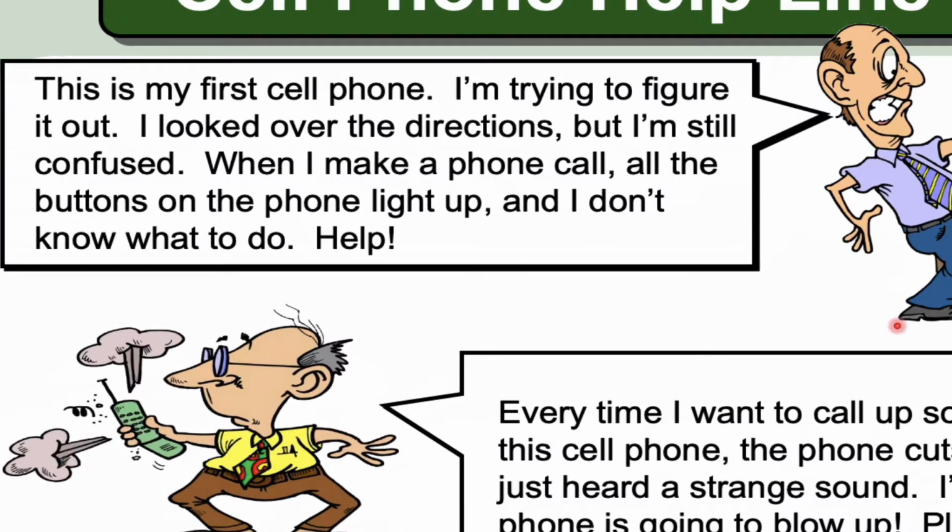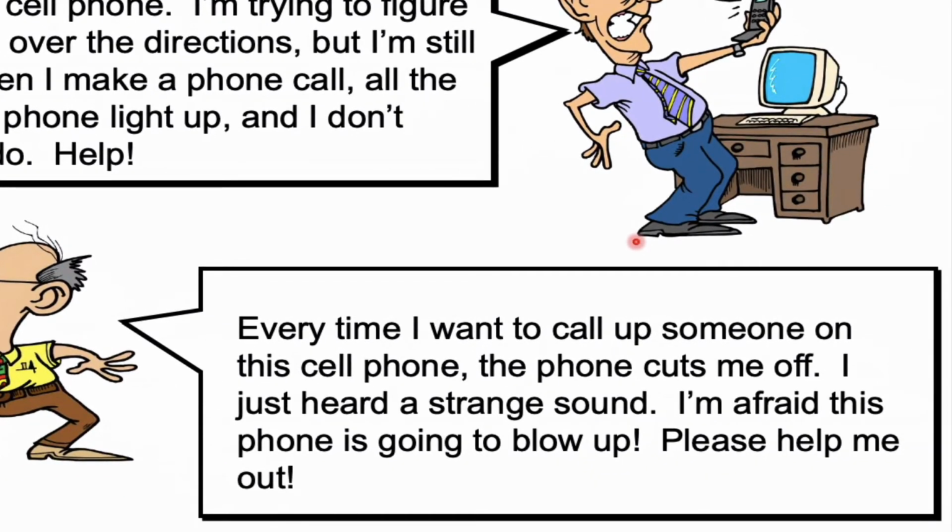So we have, this is my first cell phone. I'm trying to figure it out. I looked over the direction, but I'm still confused. When I make a phone call, all the buttons on the phone light up, and I don't know what to do. Help. Paragraph number 2. Every time I want to call up someone on the cell phone, the phone cuts me off. I just heard a strange sound. I'm afraid this phone is going to blow up. Please help me out, right?